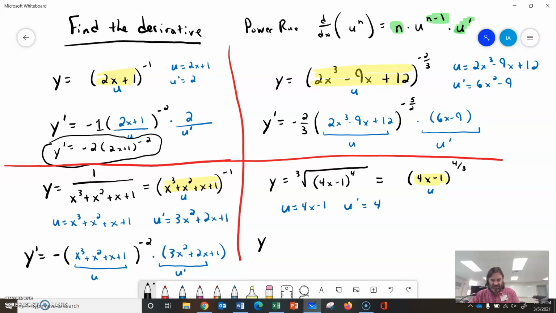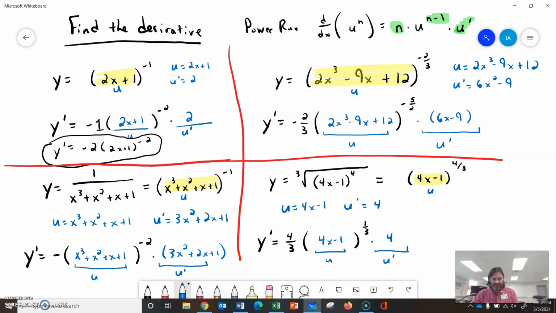So derivative y prime equals, okay, something to the 4/3. The 4/3 will come out front. The exponent will go down to 1/3. And inside there will be u, and on the outside there will be u prime. So inside there will be 4x minus 1, and on the outside there will be 4.